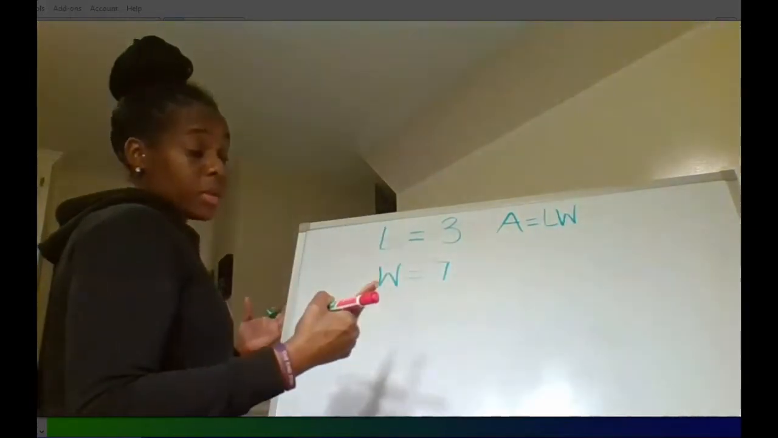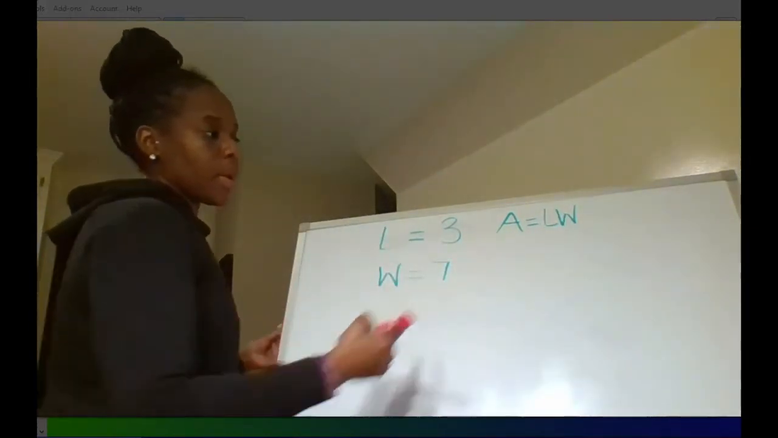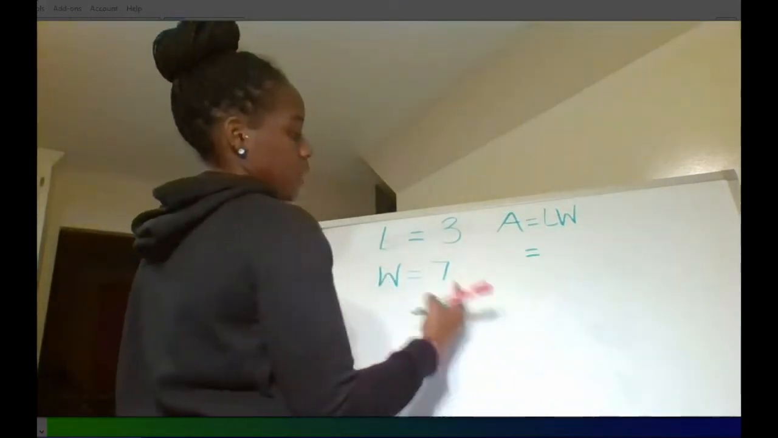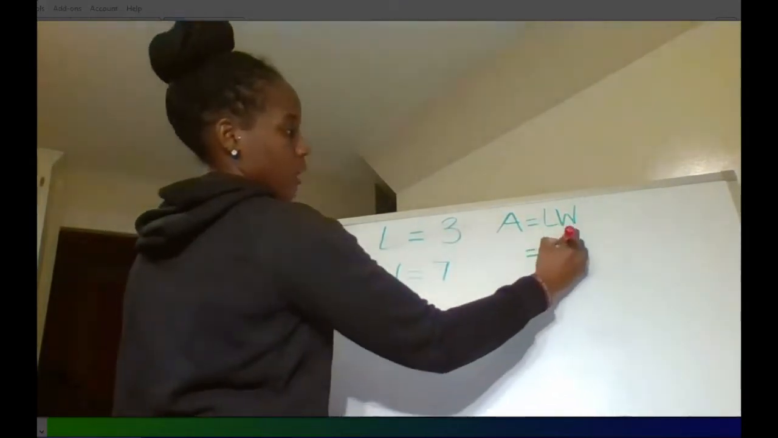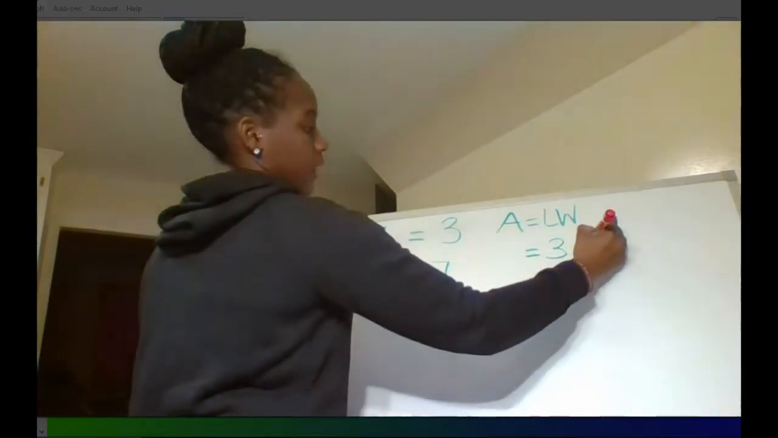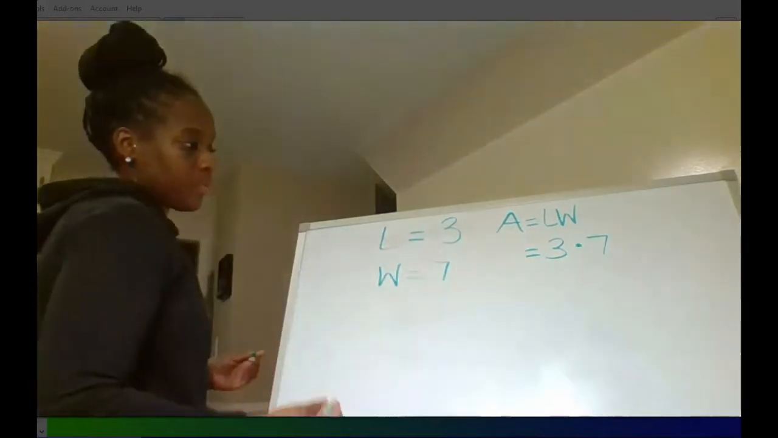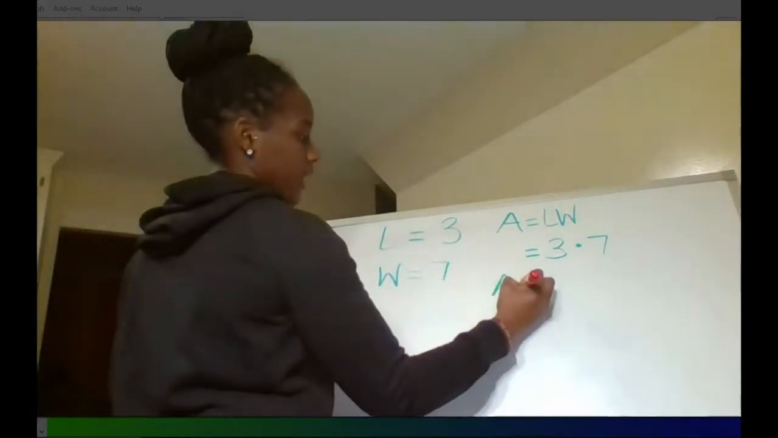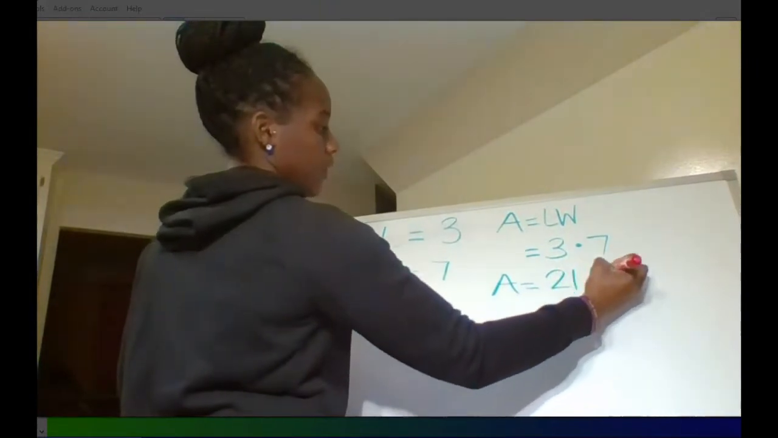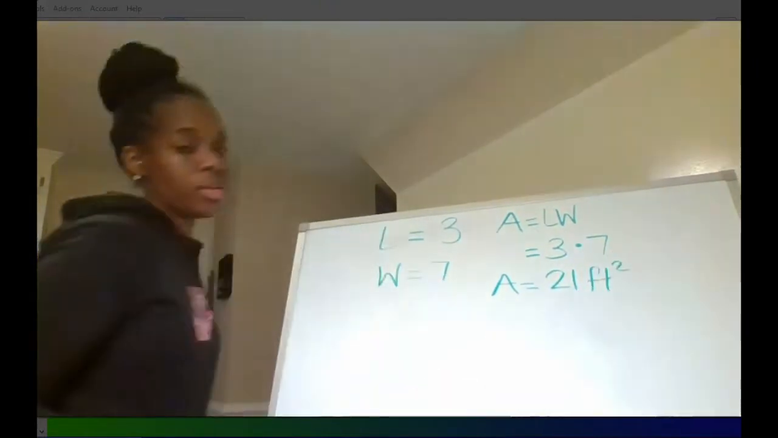Remember, that is multiplication when you don't see an operator in between the 2 letters. So then we substitute these numbers in, 3 for L times 7 for W. And then we say that the area is equal to 21 feet squared or square feet.